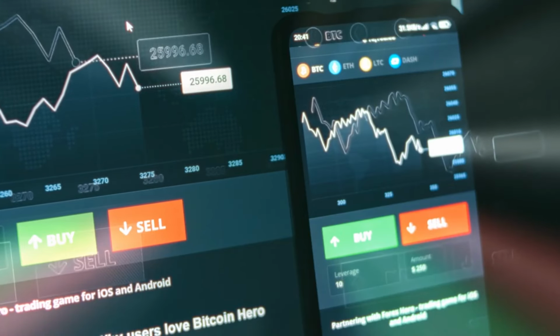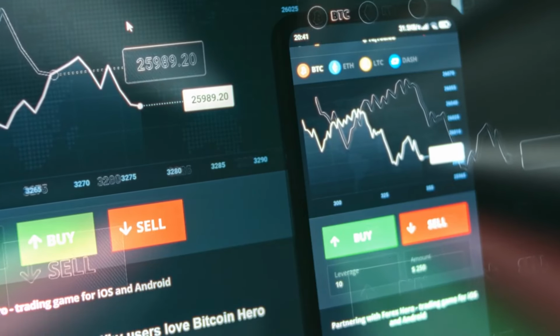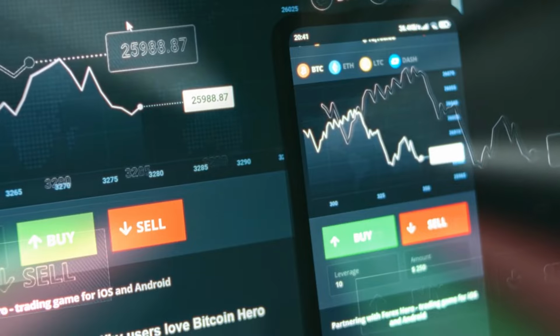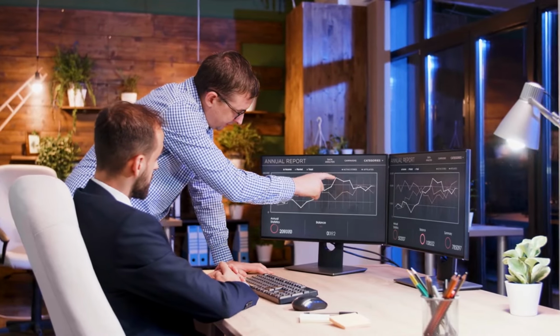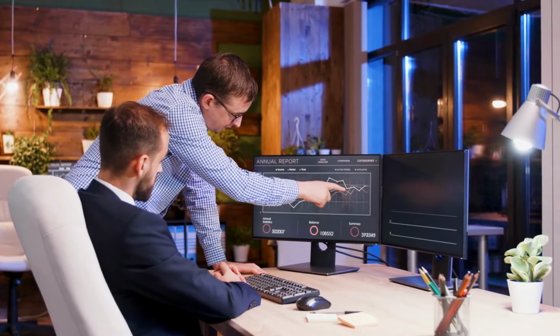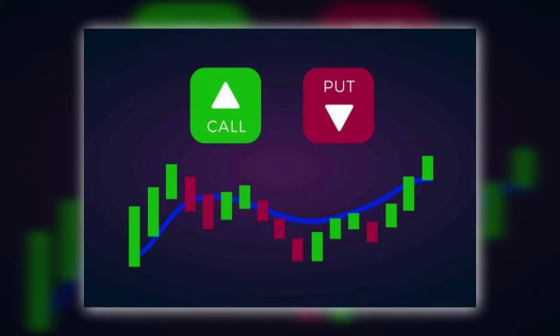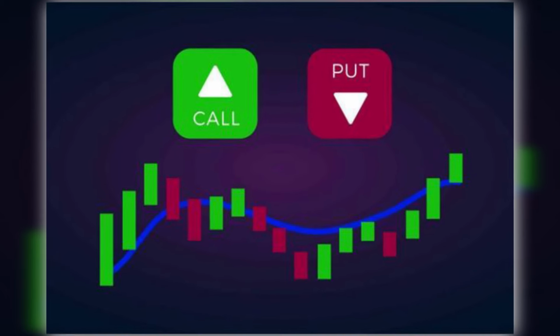Options trading can be an exciting way to make money or protect your investments. But, like all investments, it comes with its own set of risks. By understanding the basics of calls and puts and how they work, you can make more informed decisions and improve your trading strategies.